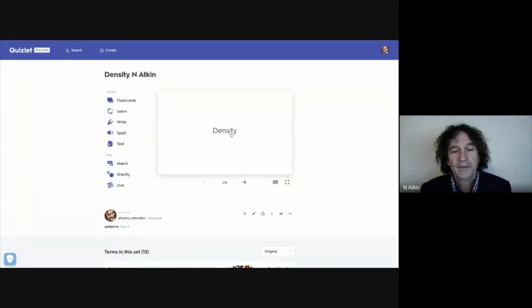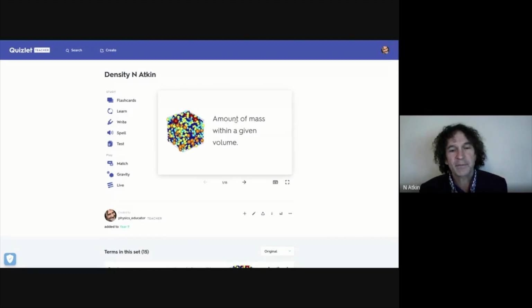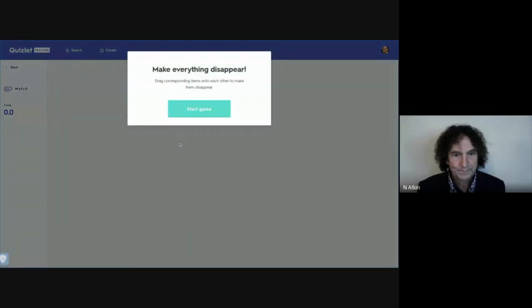I use Quizlet a lot in my live lessons. And so what does density mean? Well, density is the amount of mass within a given volume, a ratio of the mass to the volume. That's what it's a measure of. Quizlet has a matching activity that's timed and ranked.